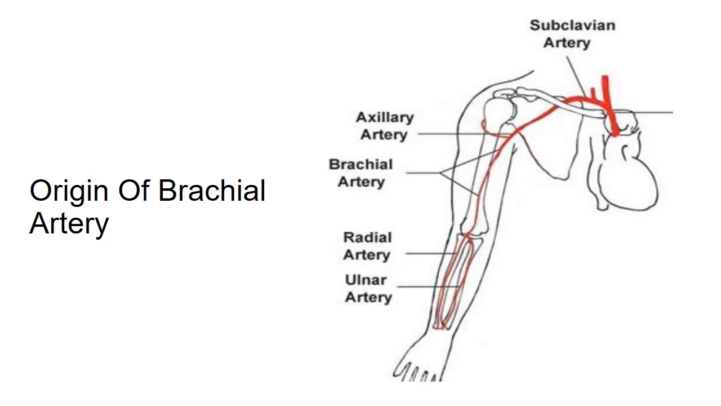Brachial artery is the main artery of the arm. It provides the main arterial supply to the arm, and it is basically the continuation of axillary artery. As you can see in this image, we have subclavian artery arising from the heart. At the outer border of first rib, this subclavian artery becomes the axillary artery, this one.